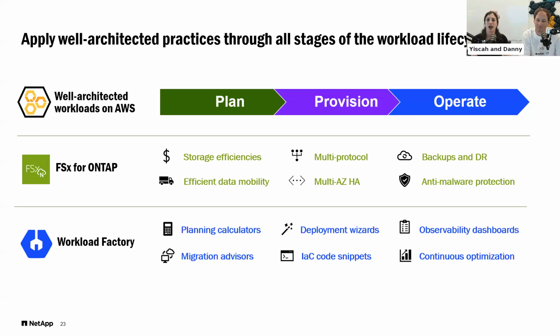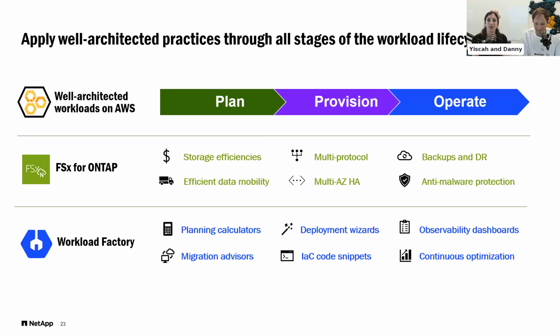So we saw today how through the planning stage, we have FSx for ONTAP giving us those storage efficiencies and allowing us to migrate our data with a variety of different use cases, and how Workload Factory is supporting that by giving us the TCO calculator and those migration advisors. And if you haven't yet seen, you should have in the chat by now a link to Workload Factory where you can get started and try it out yourself.